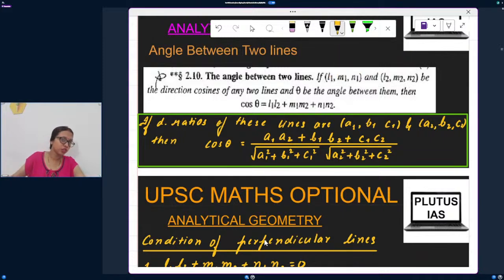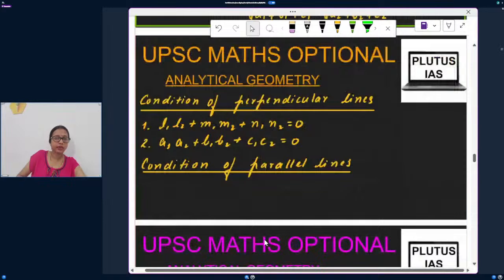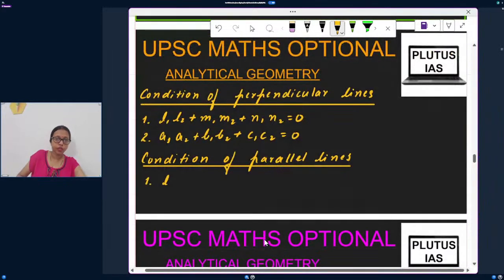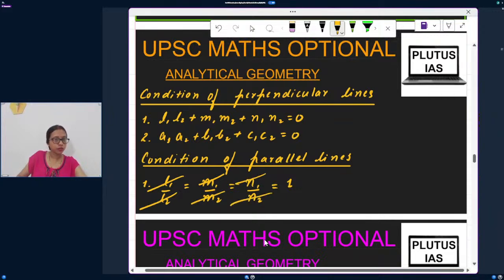Cos alpha, cos beta, cos gamma are the same. L1, M1, N1 and L2, M2, N2 are exactly the same. Instead of writing that L1 is equal to L2, M1 is equal to M2, I can write this in this form also: L1 by L2 is equal to M1 by M2, because they are the same, no? So all of them are equal to what? 1. L1 is equal to L2, M1 is equal to M2, N1 is equal to N2.